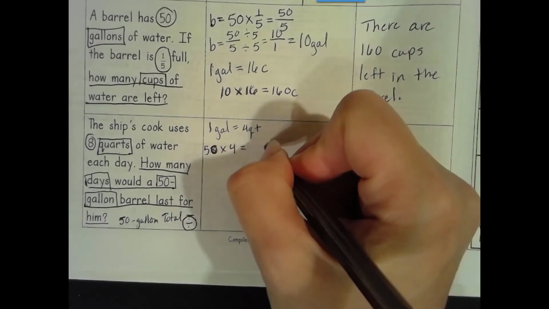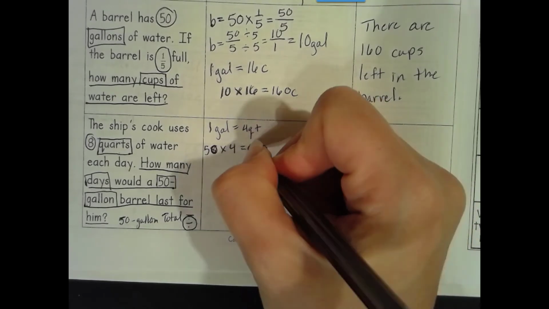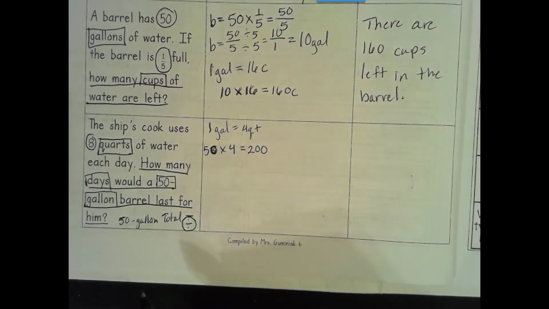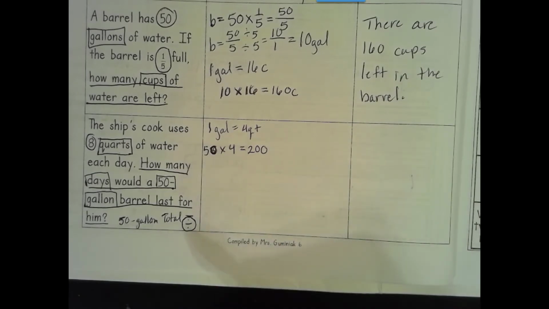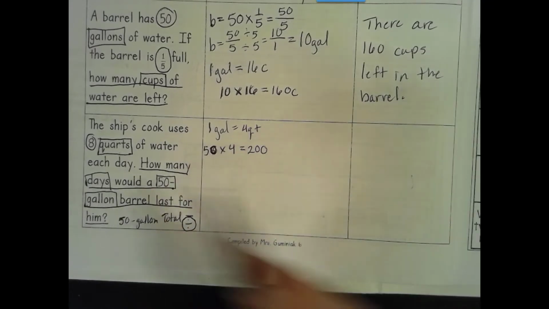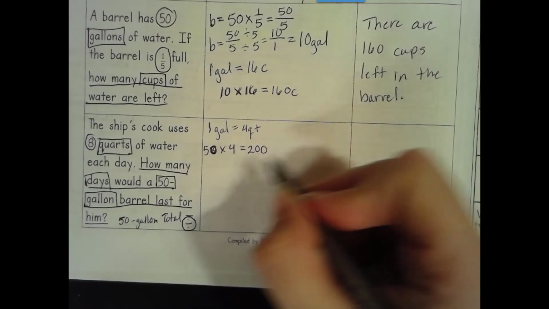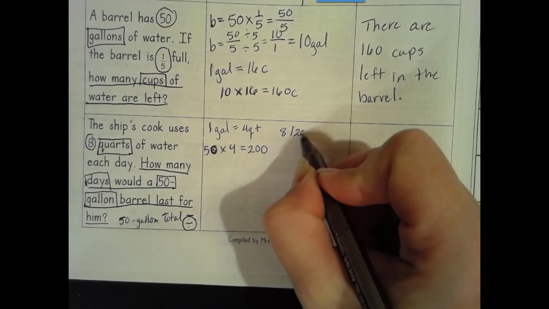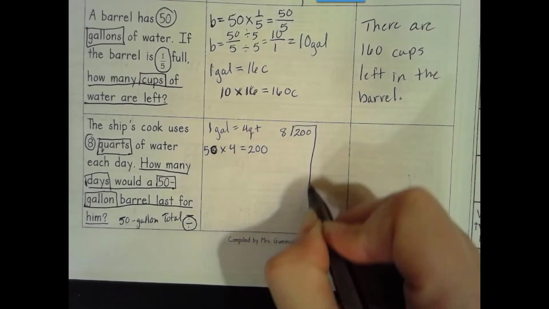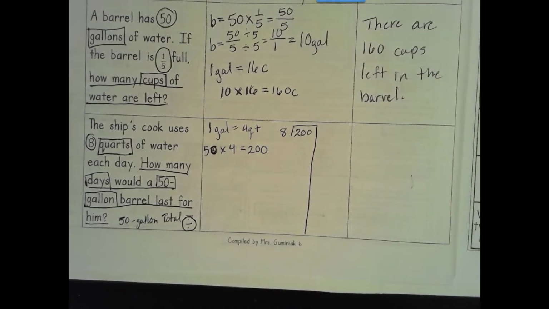50 times 4, the placeholder moves over a place. 5 times 4 is 20. This is the problem with using pen. But if I use pencil, it'd be harder for you to see. Okay, so now how many days we have to divide? So we are dividing 200 by 8.